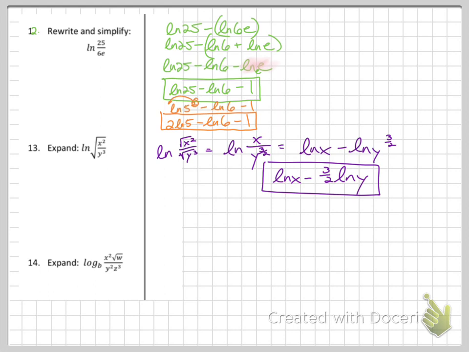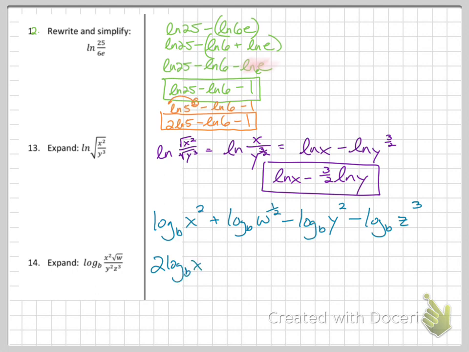Okay, take a look at 14, give it a try. I do not care how much work you show on test day. So log base b of x squared, because that's on top, plus log base b of, let's go ahead and change that w to the 1/2 power, minus, because they're on the bottom, log base b of y squared, minus, because it's on the bottom, log base b of z cubed. Then we'll move all those exponents in front.